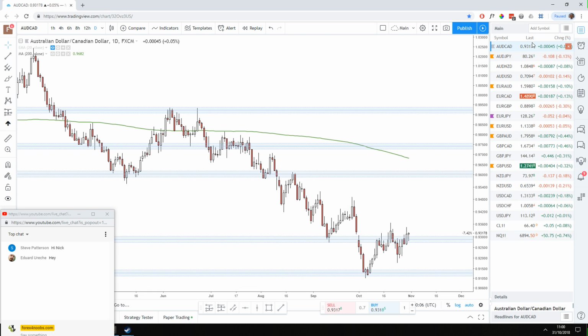So we're going to be looking for price action setups as usual. We're also going to be looking at some of the small time frames.